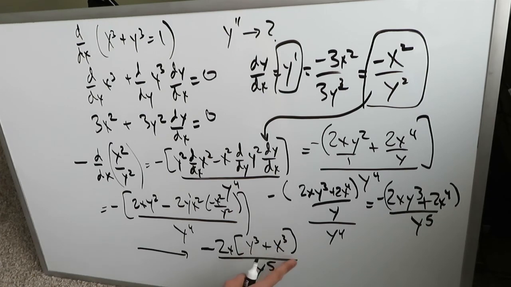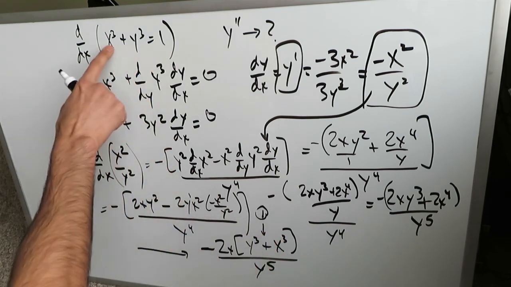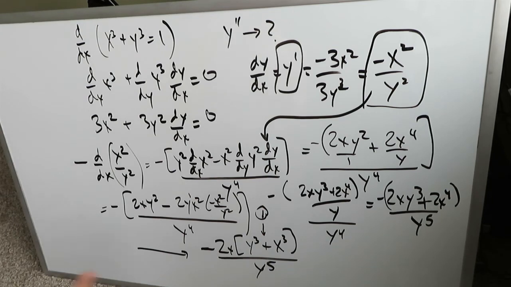Now look over here. X cubed plus y cubed was equal to 1, right? Wasn't it? You can take that 1 and you can substitute it down over here. You can actually substitute this 1 because it equals x cubed plus y cubed right over here to get your final answer, your final second order derivative. And when you put that 1 over here, you can get a minus 2x divided by y to the 5.